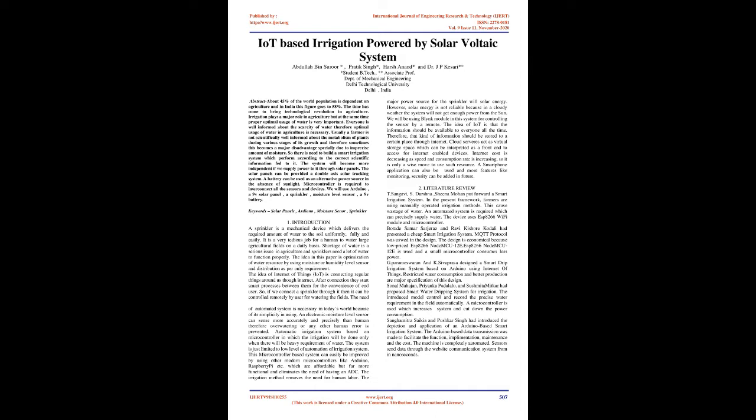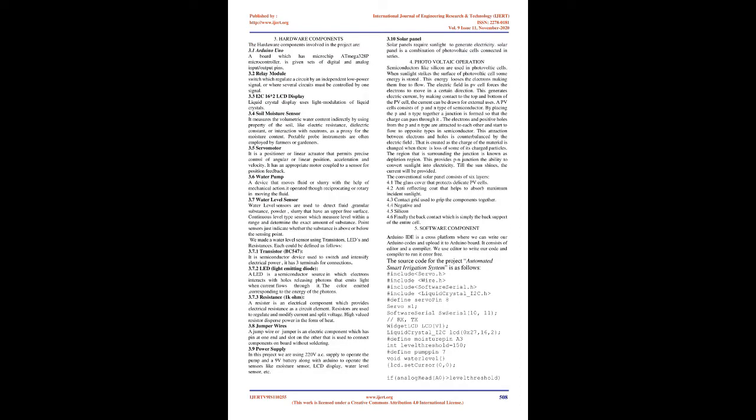2. Literature review. T. Sangavi, S. Darshanashina Mohan put forward a smart irrigation system. In the present framework, farmers are using manually operated irrigation methods. This causes wastage of water. An automated system is required which can precisely supply water. The device uses ESP8266 Wi-Fi module and microcontroller.